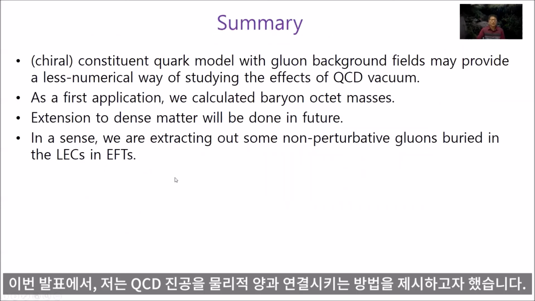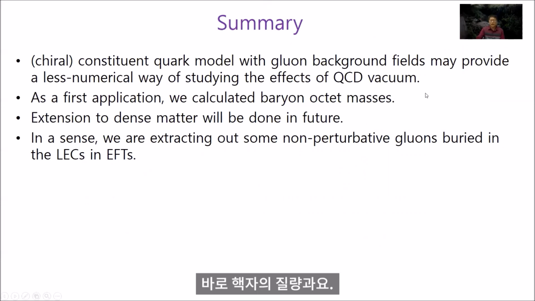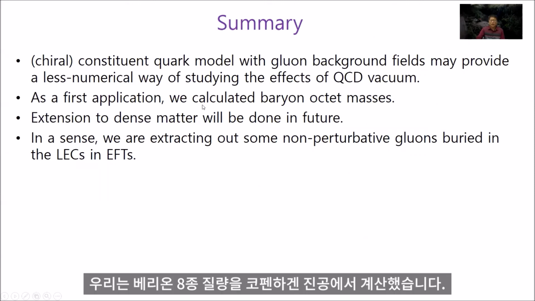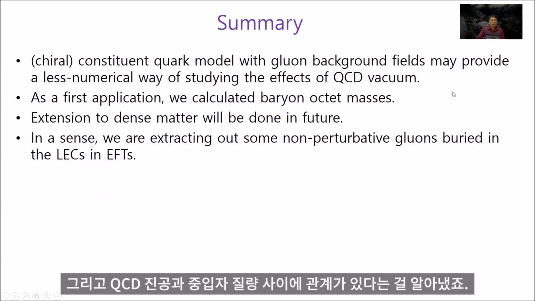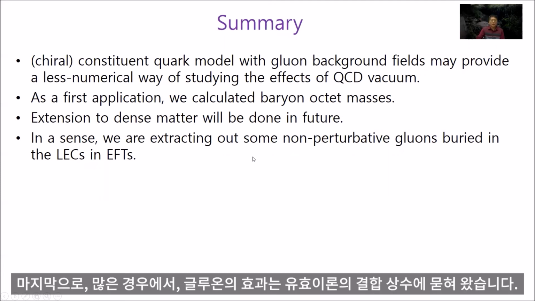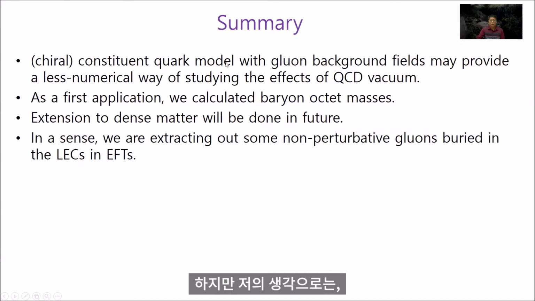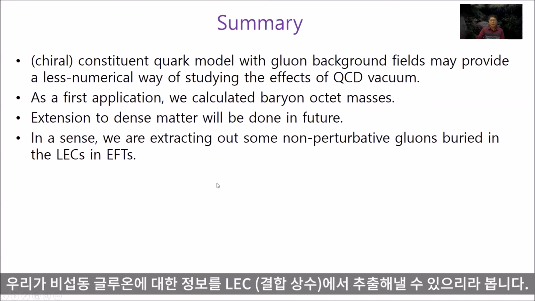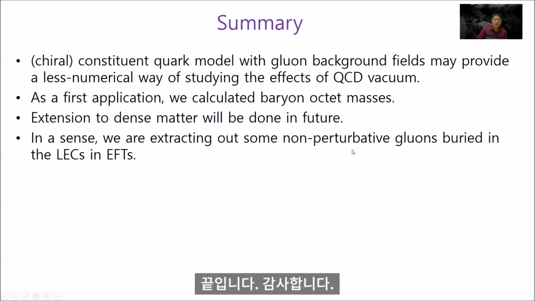So in this short talk, I'd like to try to suggest a way to connect the QCD vacuum with physical quantities such as nuclear mass. And as a first application, we calculate the baryon octet masses in the Copenhagen vacuum. And we found that there are some relations between the QCD vacuum and baryon octet masses. In future, we will extend our work to dense matter. And finally, in many cases, the effects of gluons are buried in the coupling constants of effective field theory. But by doing this kind of thing, I think we can extract some information of non-perturbative gluons out of the coupling constants. This is it. Thank you for your attention.